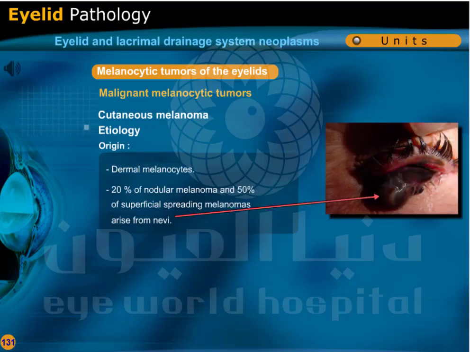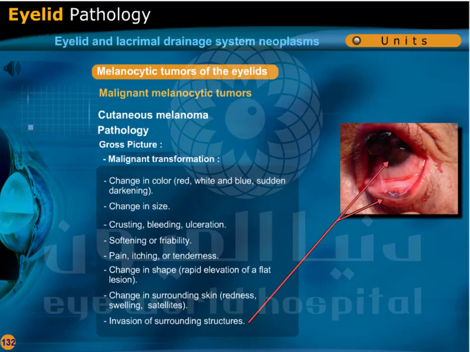Cutaneous melanoma. It originates from dermal melanocytes. 20% of nodular melanoma and 50% of superficial spreading melanomas arise from nevi. Malignant transformation of cutaneous melanoma is evidenced by change in color, red, white, and blue, sudden darkening, change in size, crusting, bleeding, ulceration, softening or friability, pain, itching, or tenderness, change in shape, rapid elevation of a flat lesion, change in surrounding skin, redness, swelling, satellites, and invasion of surrounding structures.